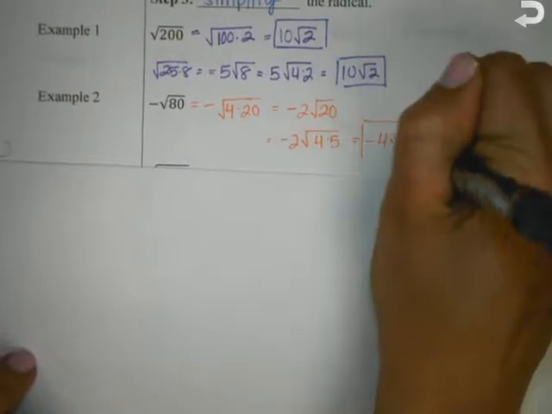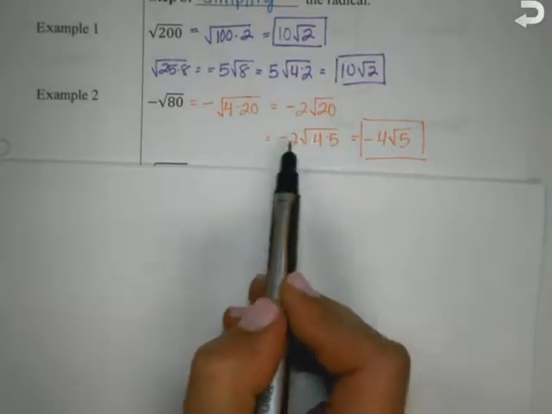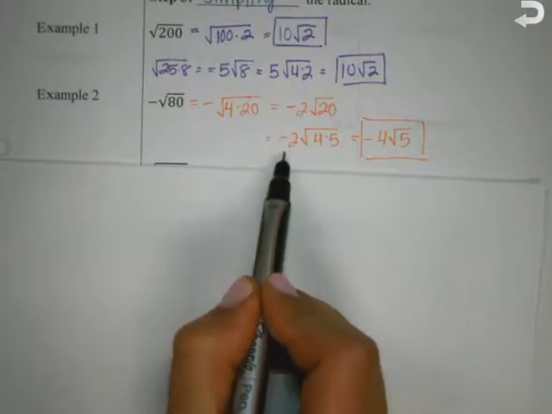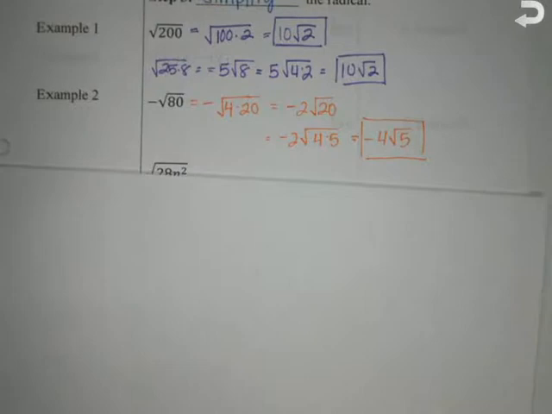I could have just gone straight to using 16 and 5. But that's okay, we can practice. So when we take out that 2 from the 4, we have to multiply it by the -2 outside. So make sure you don't forget that step. Okay? So far, so good?